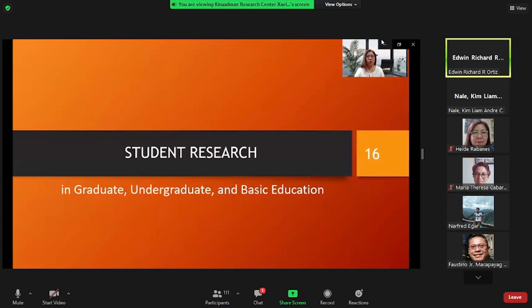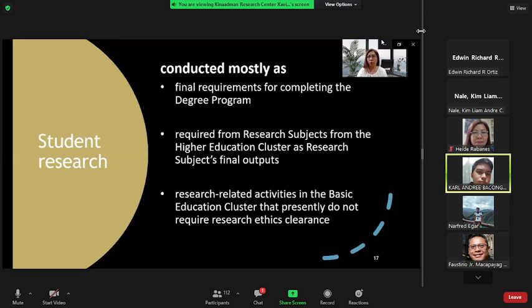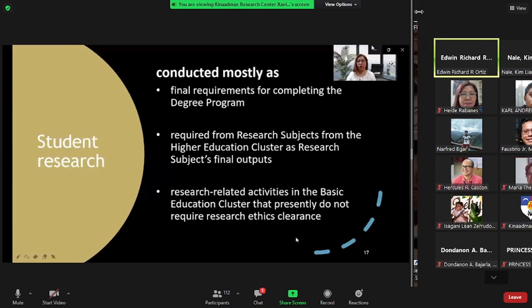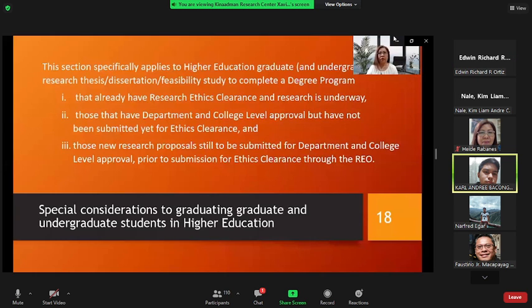Okay, so let's talk about student research. Student research may be in graduate, undergraduate, and basic education. Student research is mostly conducted as a final requirement for completing a degree program, or required from research subjects in the higher education cluster, or as research subject final outputs. In basic education, this can be research-related activities that presently do not require research ethics clearance but are included in our interim guidelines.